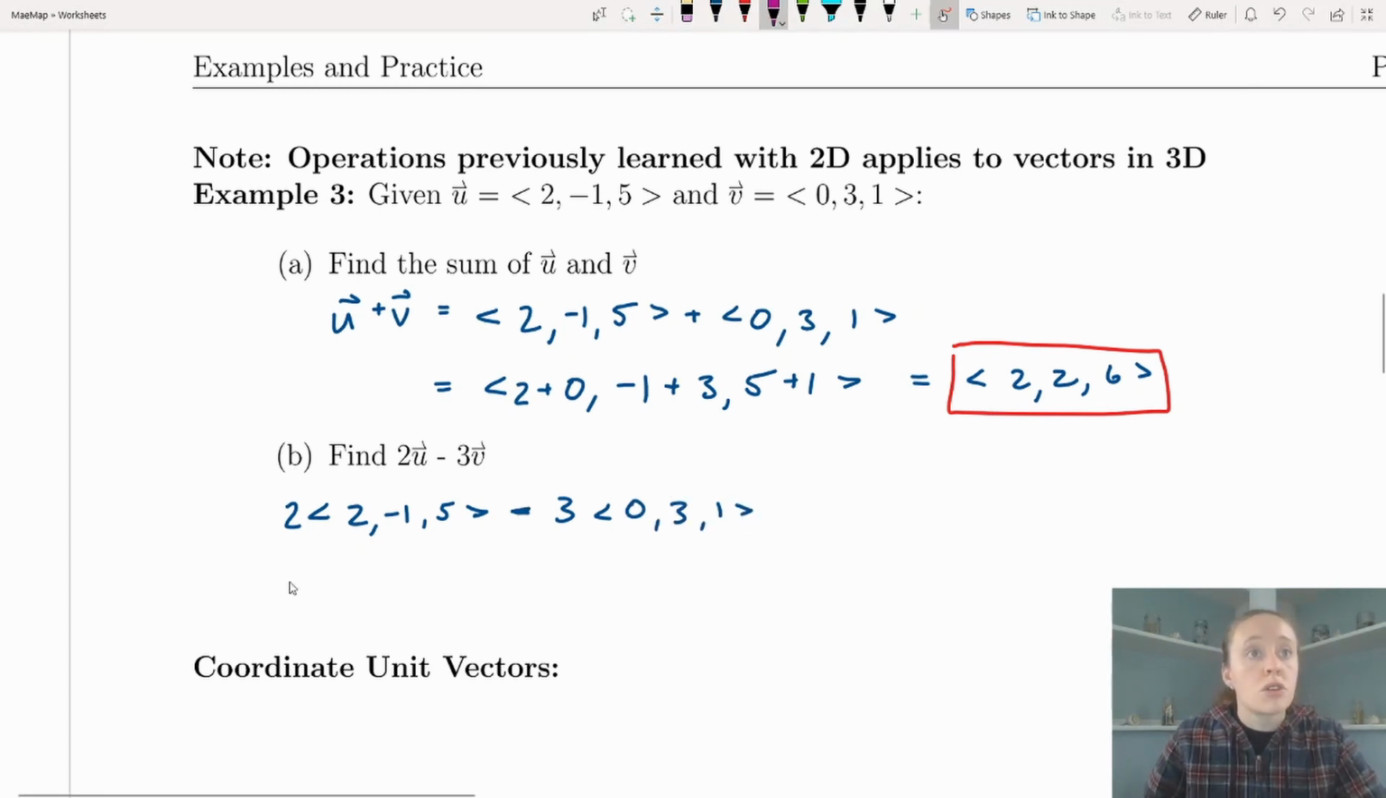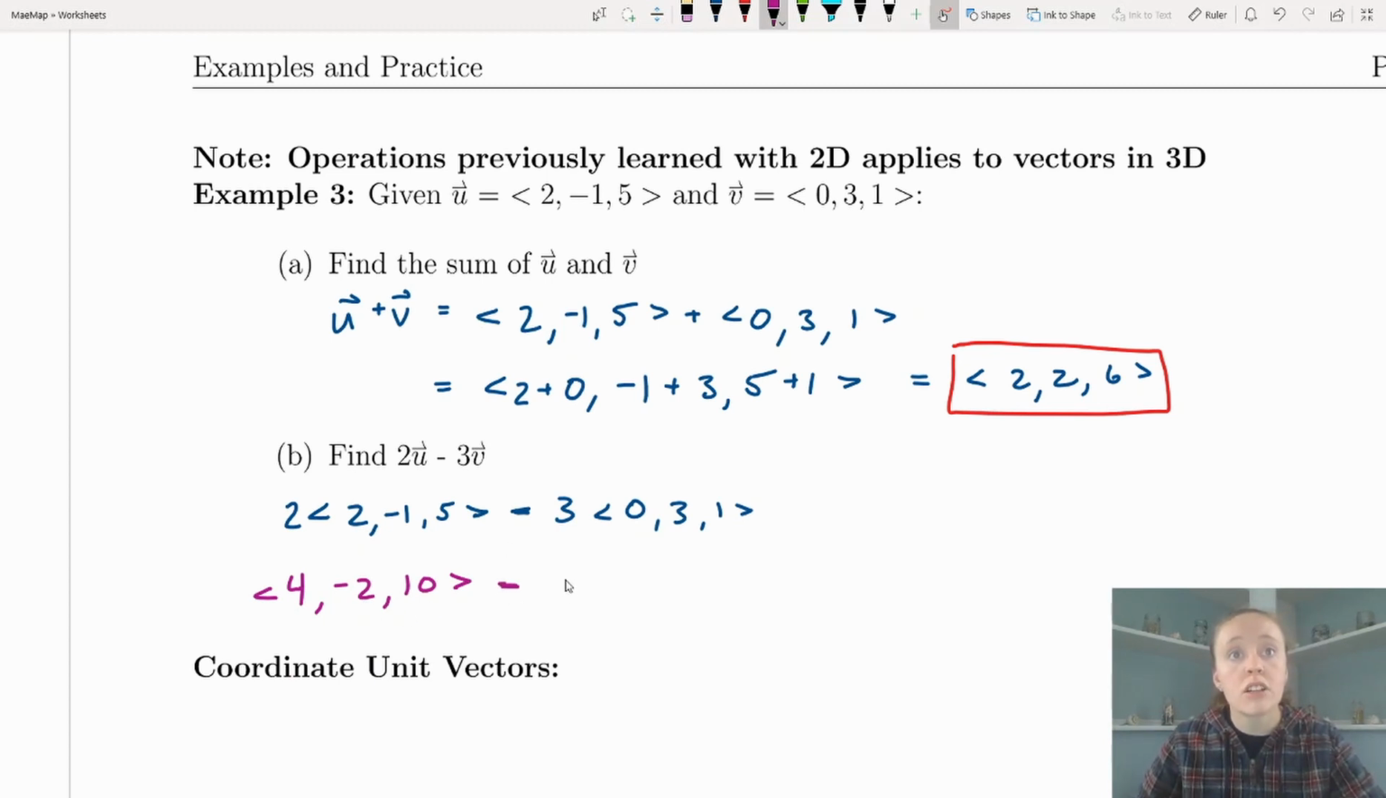2 times 2 is going to be 4. 2 times -1 is going to be -2. 2 times 5 is going to be 10. So 2u is 4, -2, 10. And then I'm going to be subtracting, multiplying 3 to vector v. 3 times 0 is 0. 3 times 3 is 9. And 3 times 1 is 3.